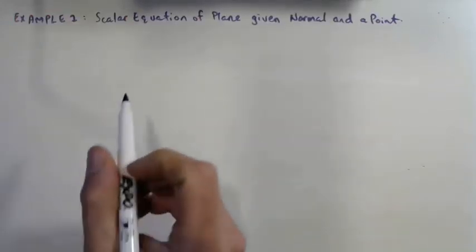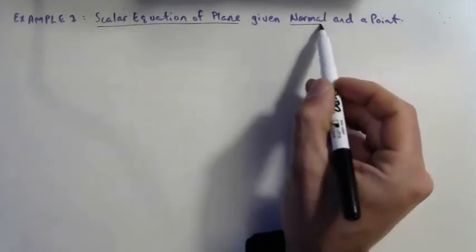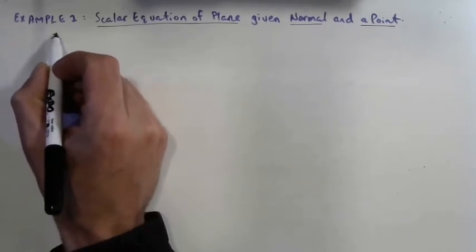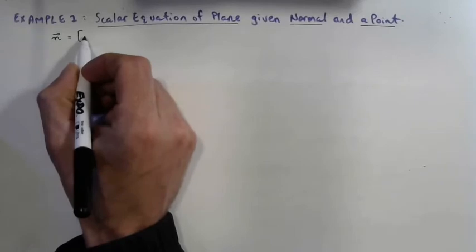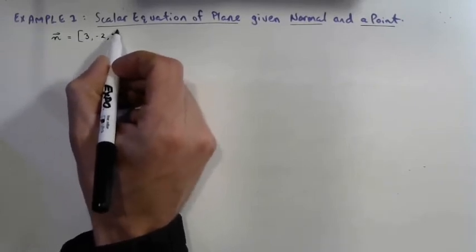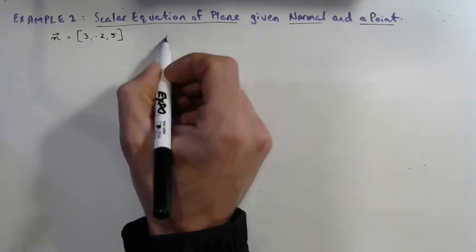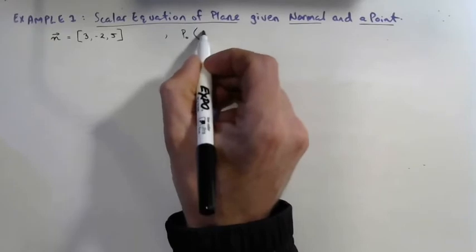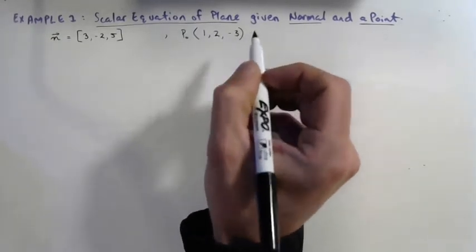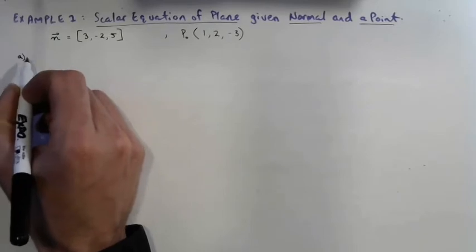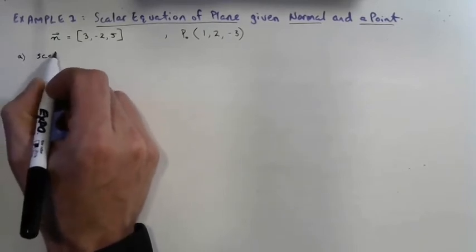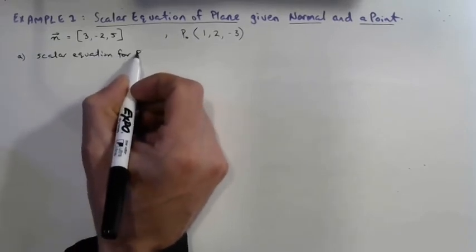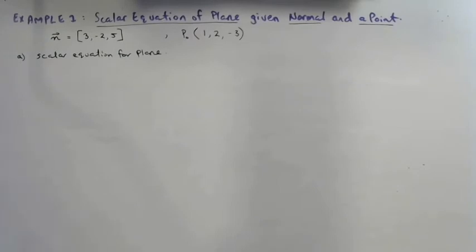So example 1, we are going to develop a scalar equation of a plane when we're given the normal and a point that is on the plane. So here's our normal vector. It is 3, -2, 5. And the point P naught is 1, 2, -3. And we're going to develop a scalar equation for the plane.